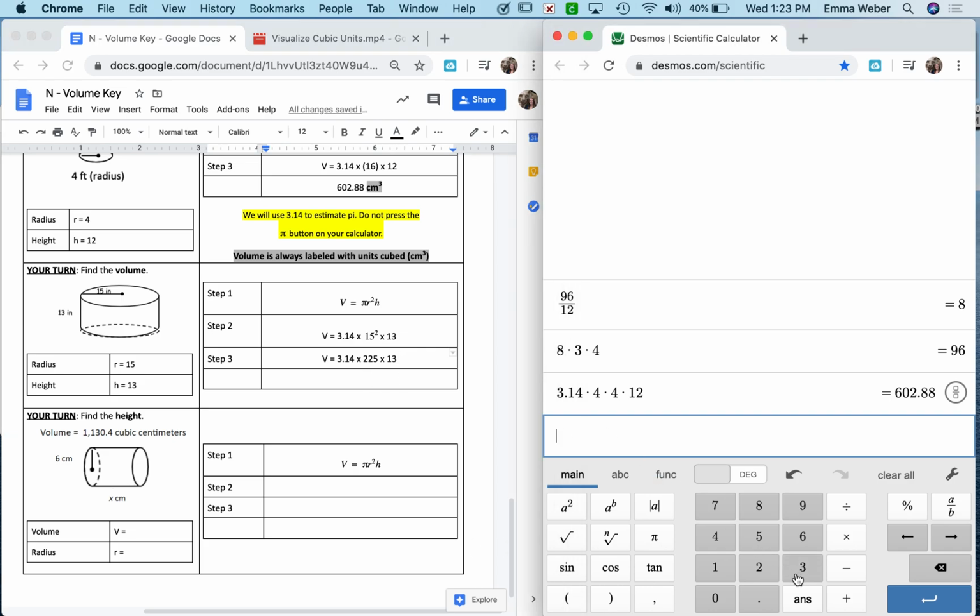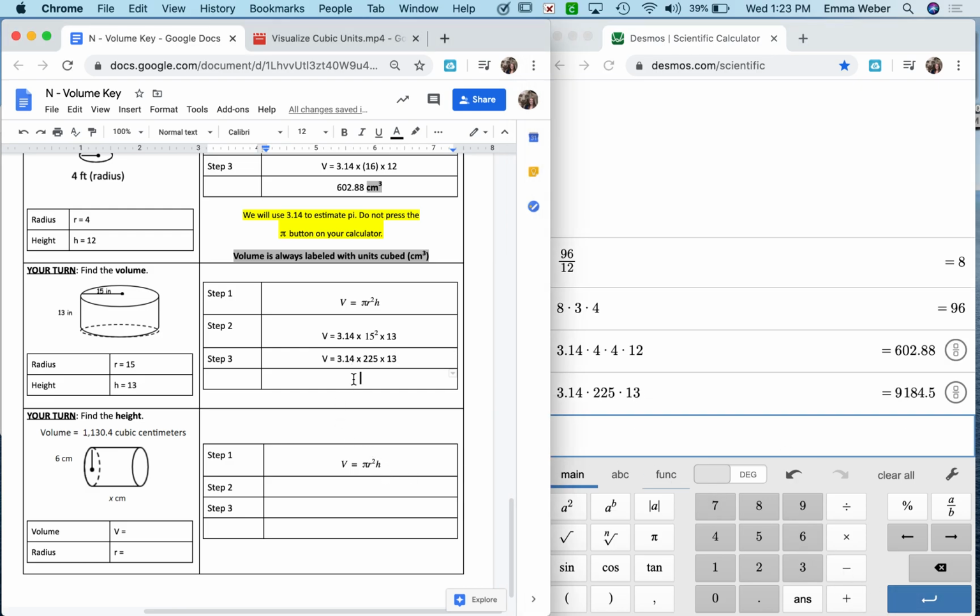So then over in my calculator, I'm just going to type in 3.14 times 225 times 13. So I get an answer of 9,184 and 5/10. So volume equals 9,184 and 5/10. And again, that is going to be centimeters cubed, or you can write cubic centimeters.